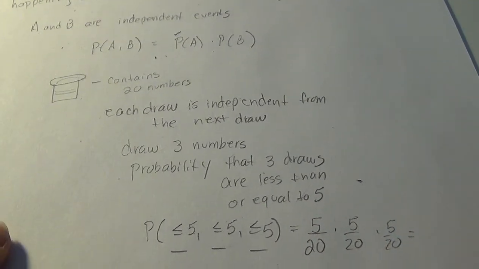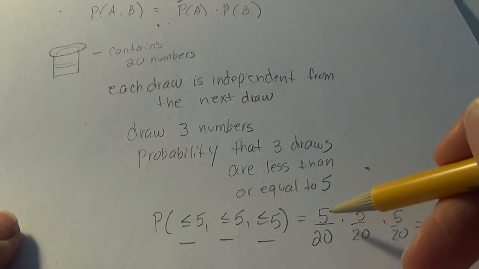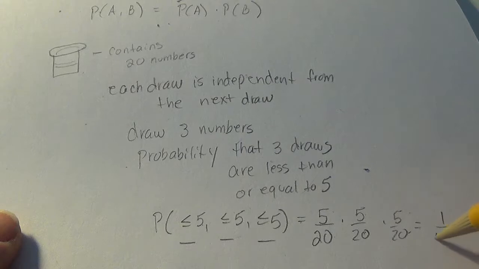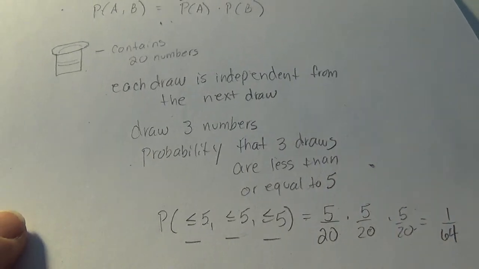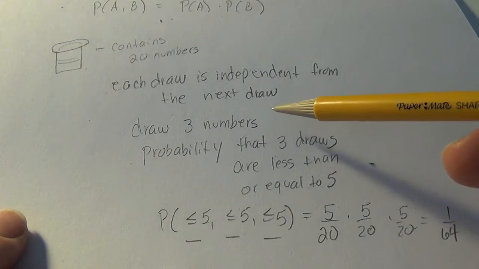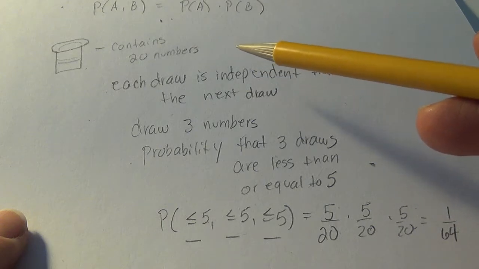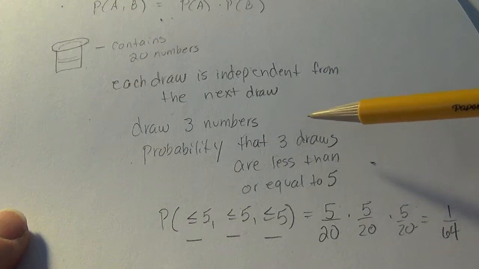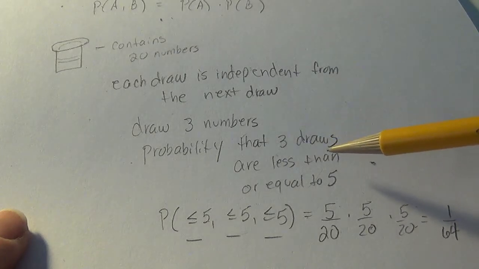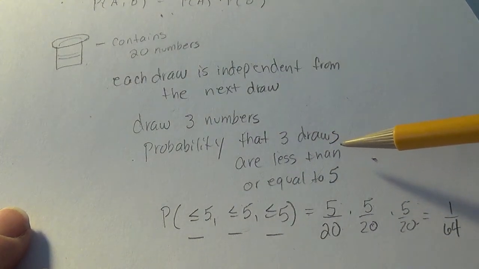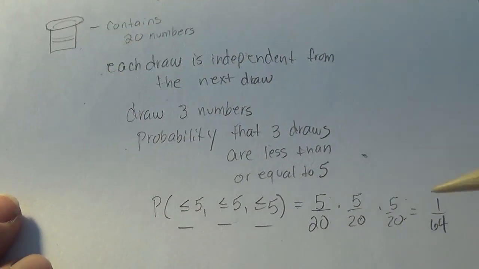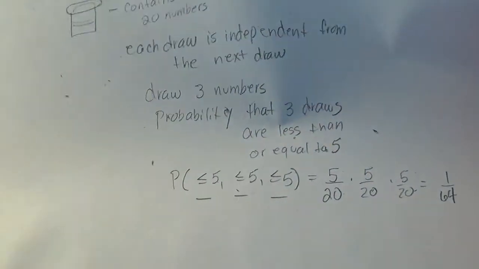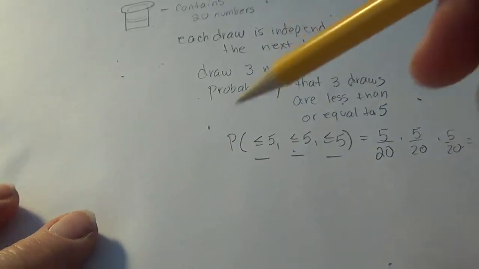So 5 over 20 is 1/4, and 1/4 times 1/4 times 1/4 is 1 over 64. So the probability of drawing from a hat with the numbers 1 through 20, returning the number after each draw, and making 3 draws that select a number less than or equal to 5 is 1 out of 64. Alright, let's look at another example.